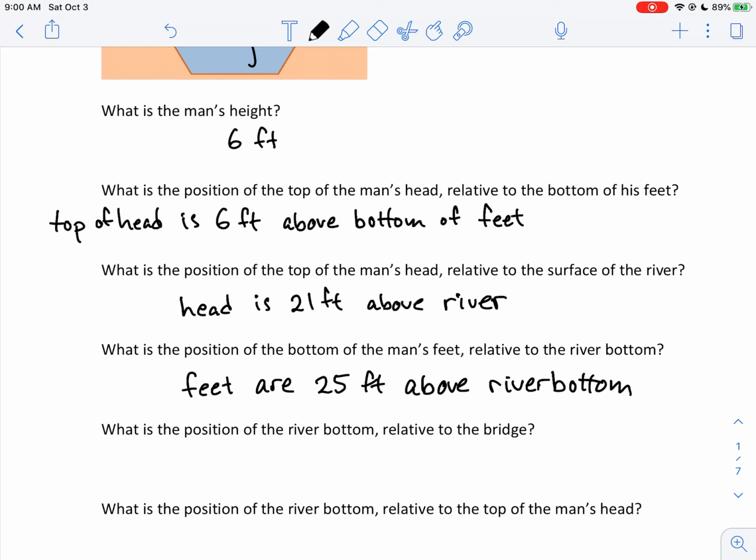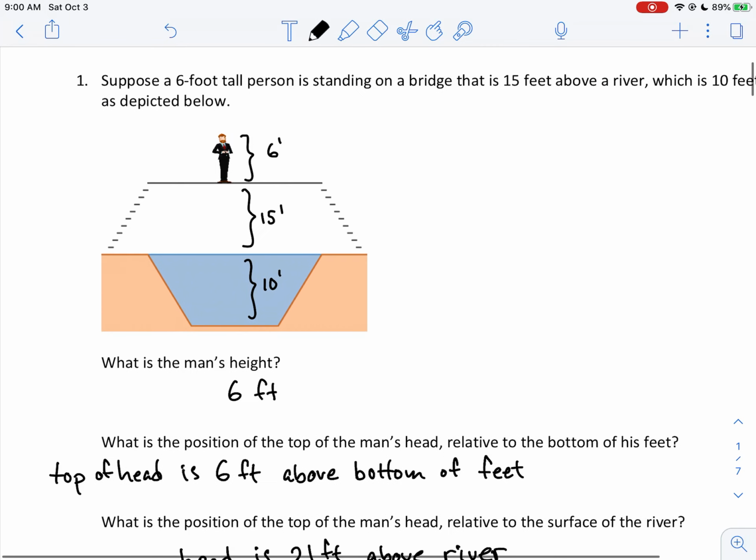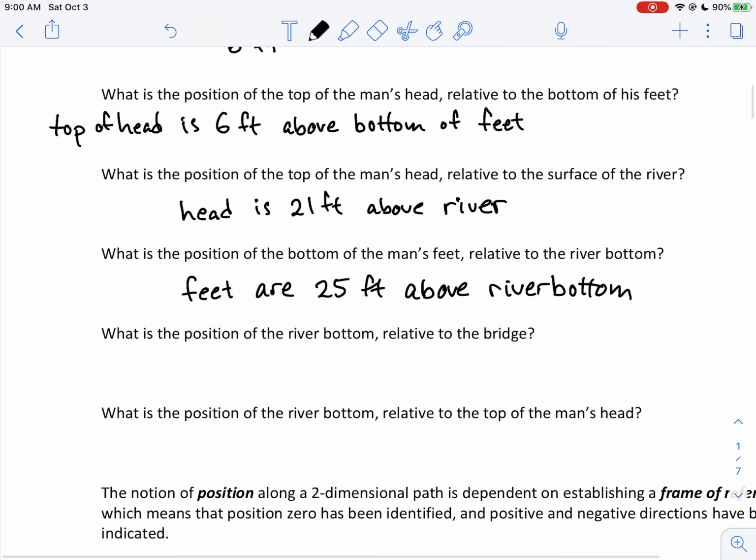All right, so far so good. What is the position of the river bottom relative to the bridge? Okay, well, the bridge is essentially at the same level as the man's feet, so the bridge and the bottom of the man's feet are the same height. And we are now asking what is the position down here relative to the bridge. So we just want to reverse our statement, essentially. You'll notice it's the same distance as the previous question. We're going to have 25 feet, but now we're going to be describing something being lower than something else.